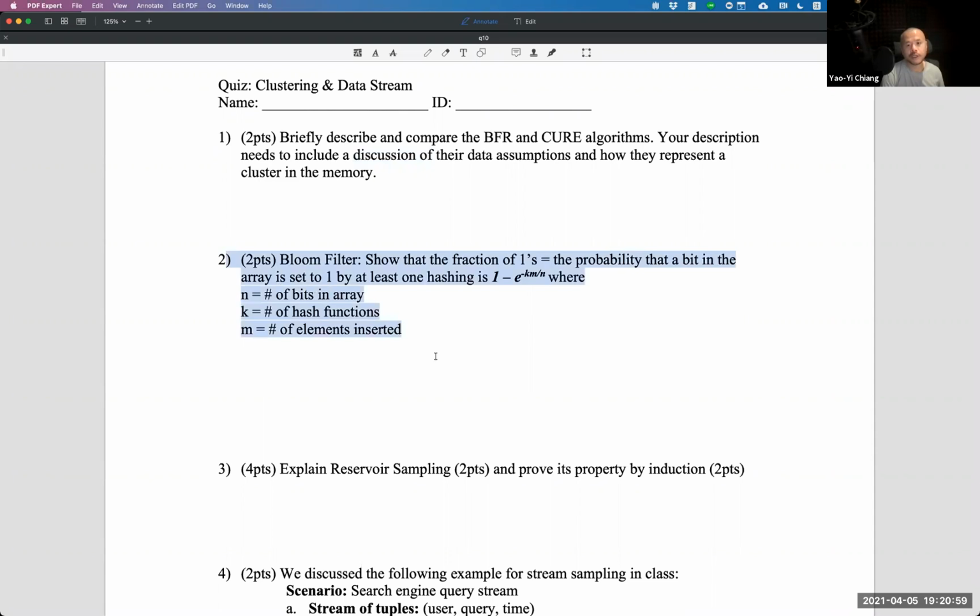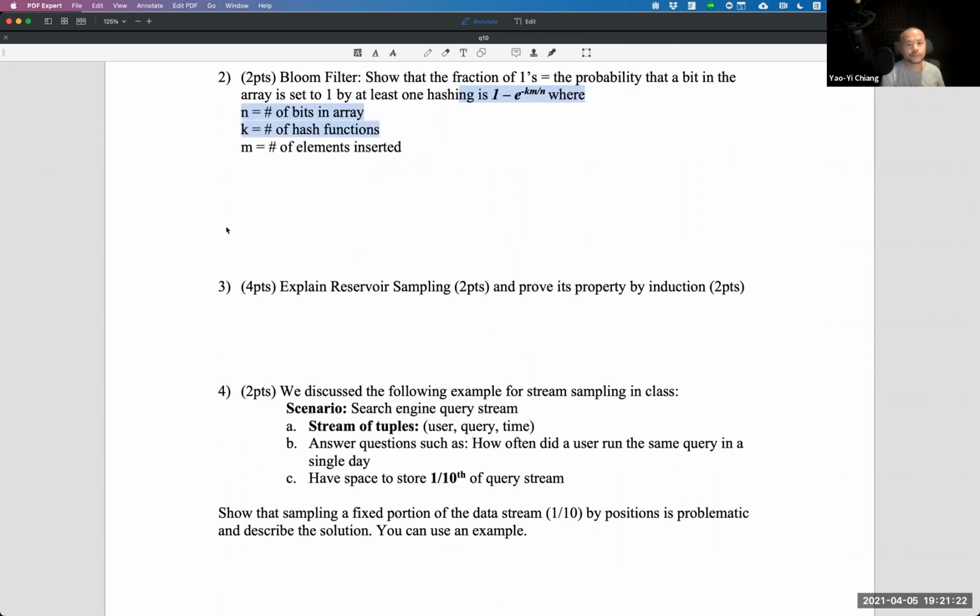Then the second question is Bloom filter. We talked about this today, but I want you to be able to show this fraction of ones. This is the probability that a bit in the array is set to 1 by at least one hashing. So how do you derive this? Remember the dart and target example. The third question, I want you to explain reservoir sampling in a stream dataset. Prove this property by induction, right? By induction, you start by having n equal to the sample size, then you do n plus 1.